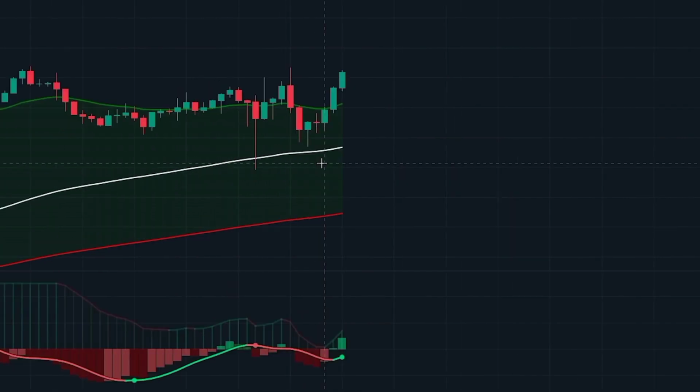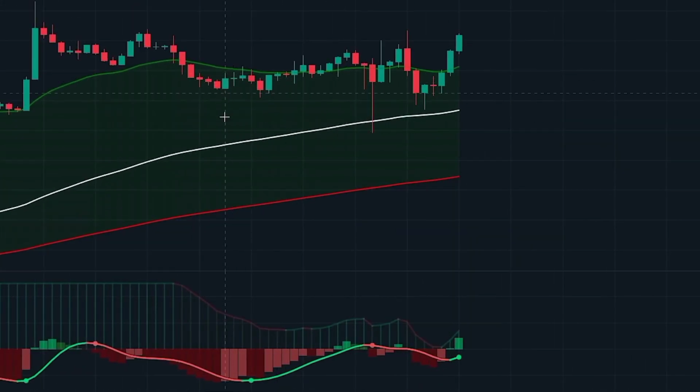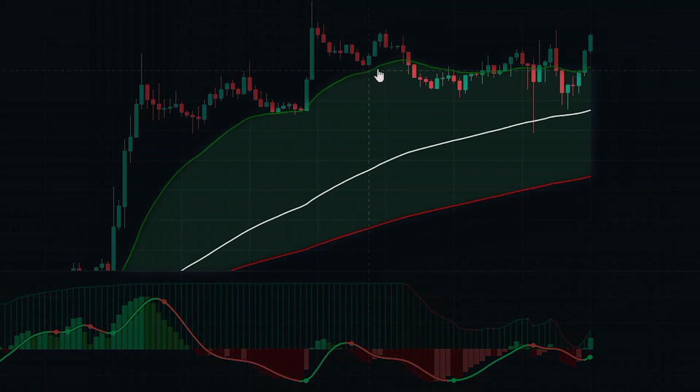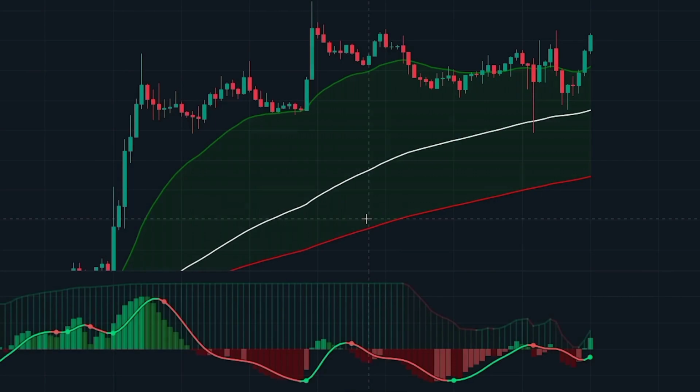Firstly, the EMA cloud will need to signal that we are in an uptrend. This means that the green 21-period EMA is on top, the white 89-period EMA is in the middle, and the red 200-period EMA is at the bottom. It is also important that there is a large gap between the EMA lines, signaling that we are not in a ranging or sideways market.